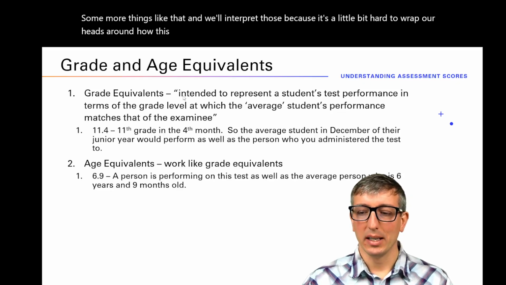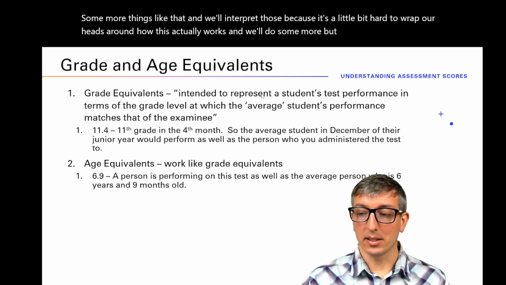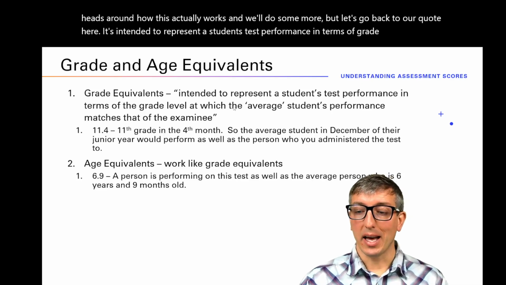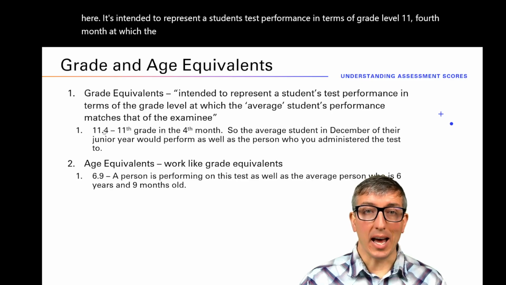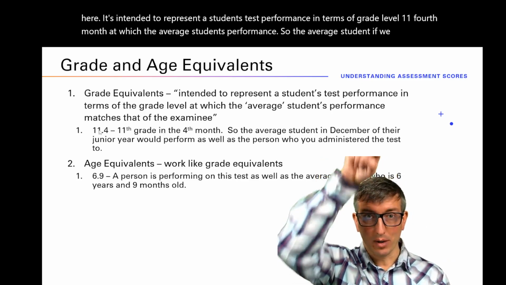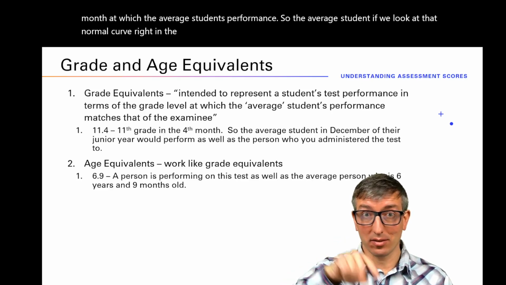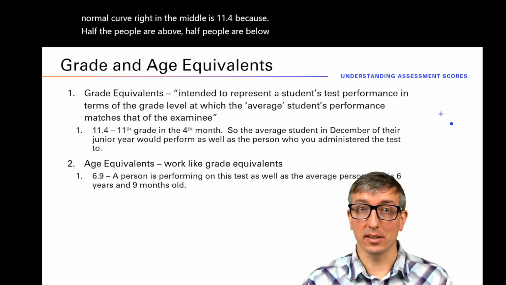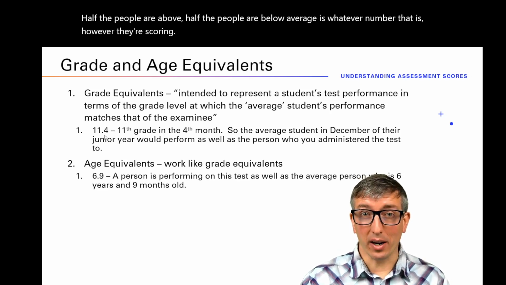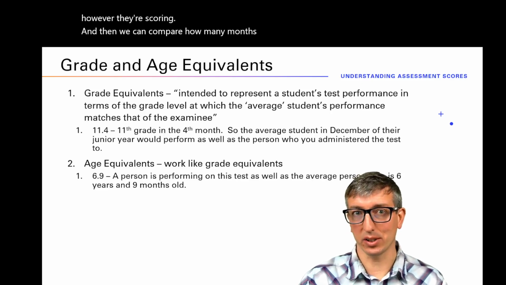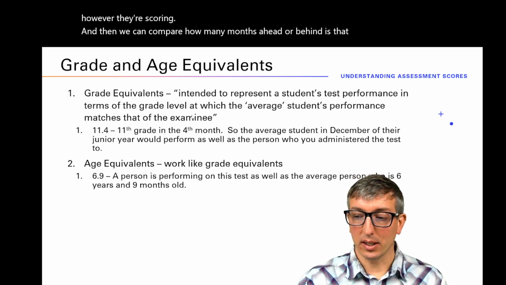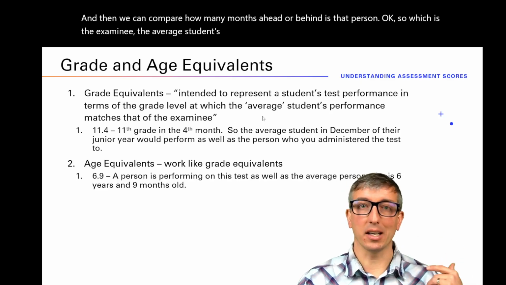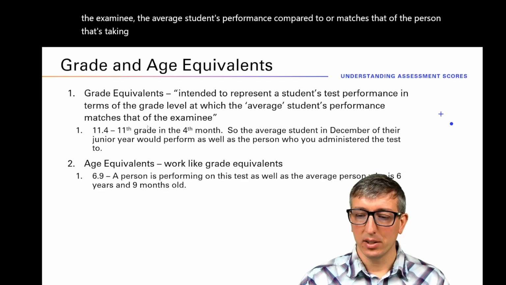And we'll do some more, but let's go back to our quote here. It's intended to represent a student's test performance in terms of grade level, 11, 4th month, at which the average student's performance. So the average student, if we look at that normal curve, right in the middle is 11.4 because half the people are above, half the people are below. Average is whatever number that is, however they're scoring. And then we can compare how many months ahead or behind is that person, okay? So, which is the examinee. The average student's performance compared to or matches that of the person that's taking the test, okay? So that's what that means.